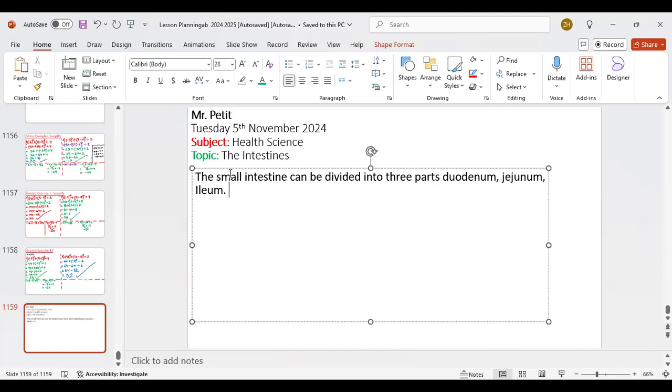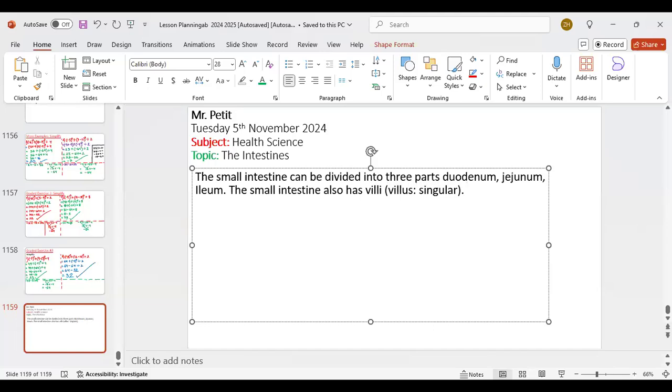In the small intestine, also has villi. Anyone know what villi is? Is it the lining in the intestines that absorbs vitamins? Say it again. Is it the lining in your intestines that absorbs nutrients and stuff for it to go in your blood? Okay, very good.